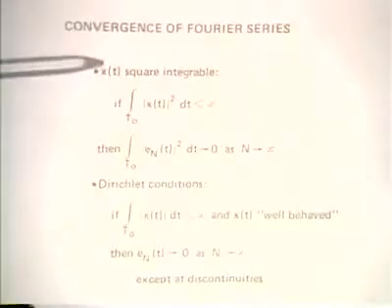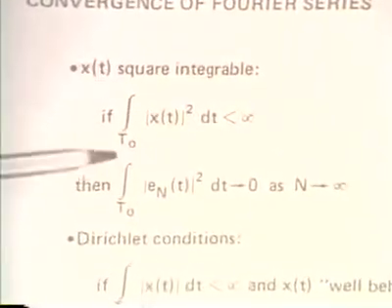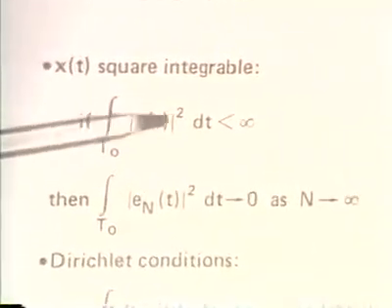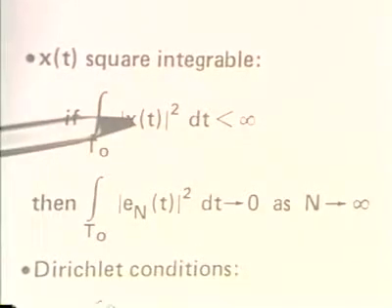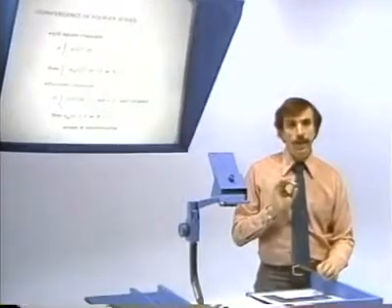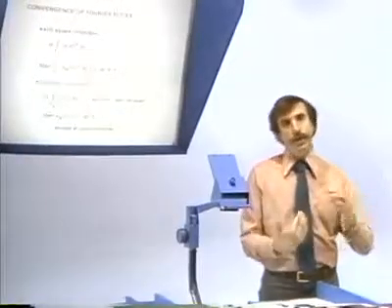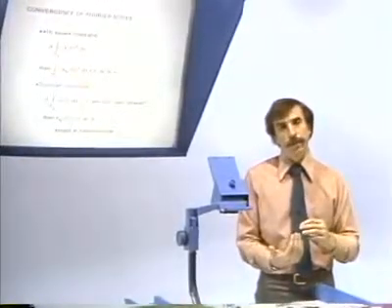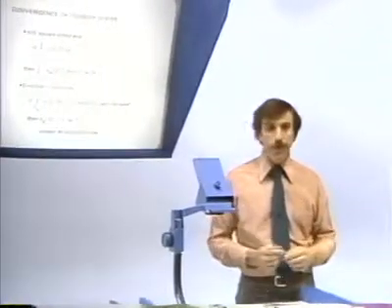One statement related to convergence of the Fourier series is the following. If I have a time function which is what is referred to as square integrable, namely its integral over a period is finite, then what you can show, kind of amazingly, is that the energy in that error, in other words, the energy in the difference between the original function and the partial sum, the energy in that goes to 0 as n goes to infinity.